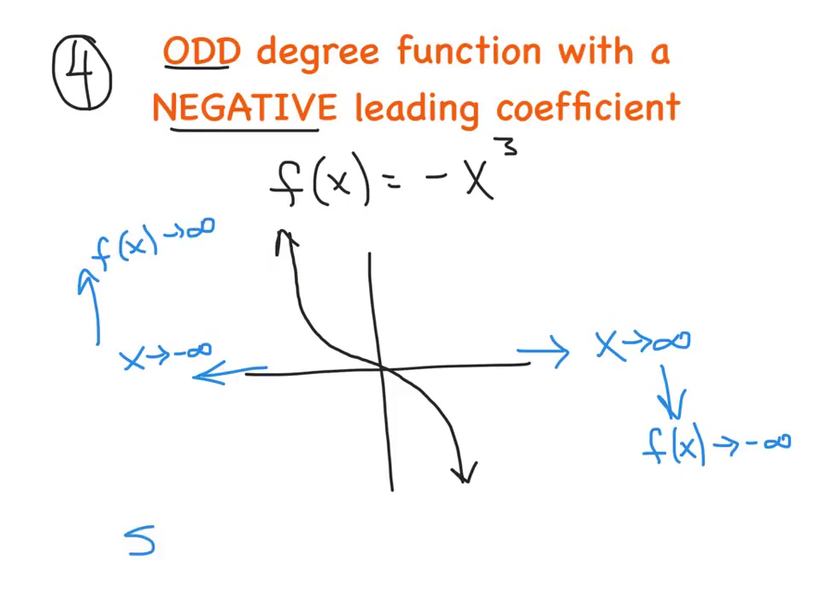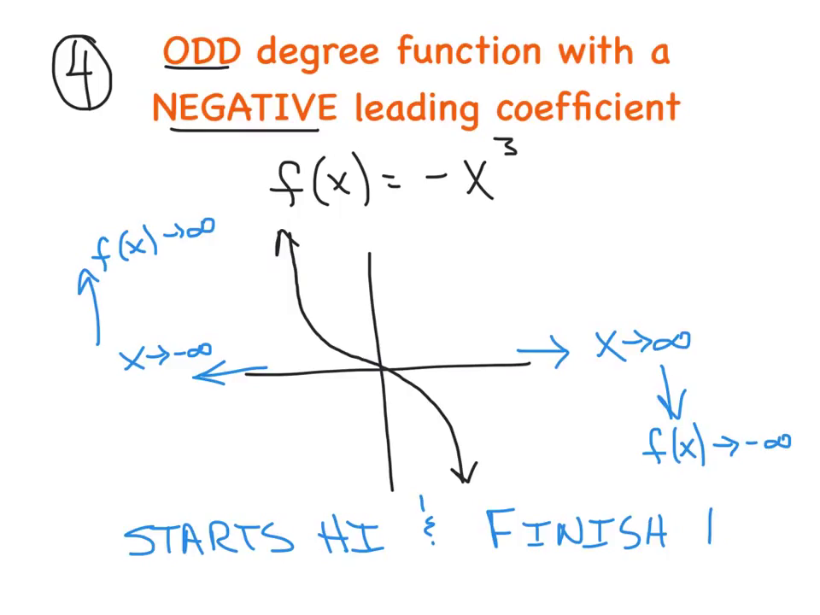Generalize this, we say if it starts high, it's then guaranteed to finish low. Start high, finish low. And that's going to be true for every odd degreed function with a negative leading coefficient.